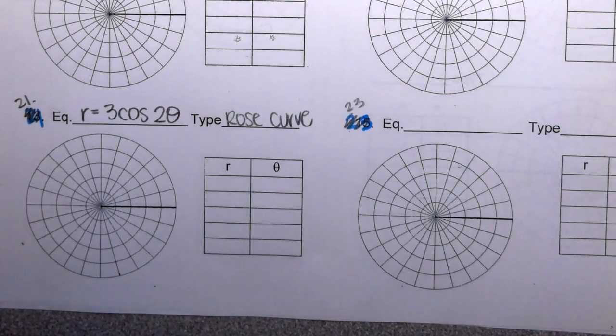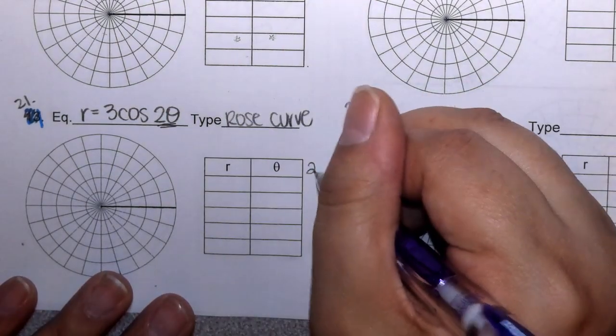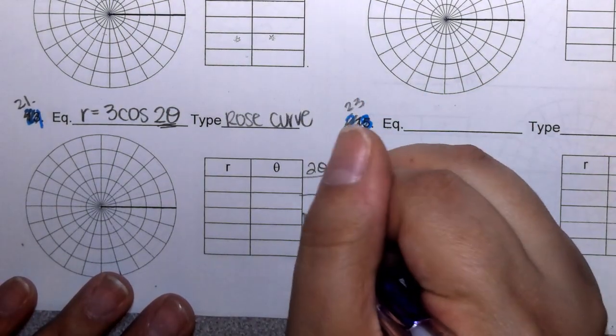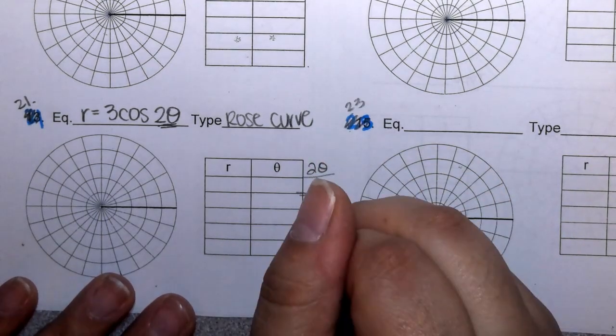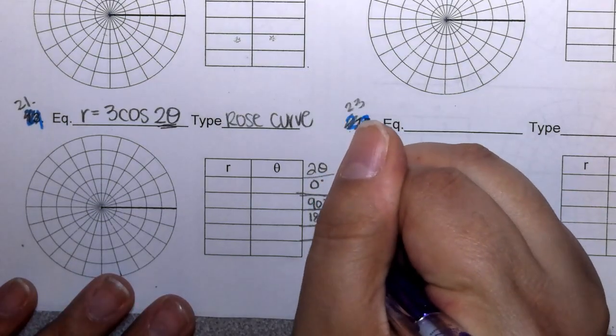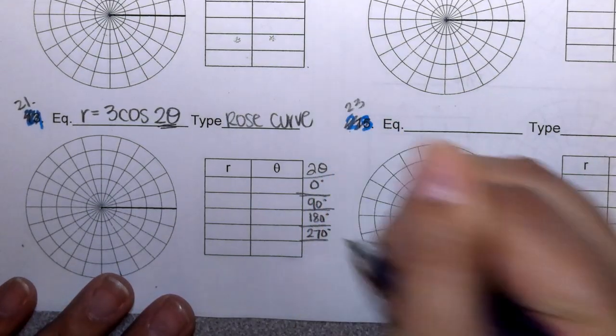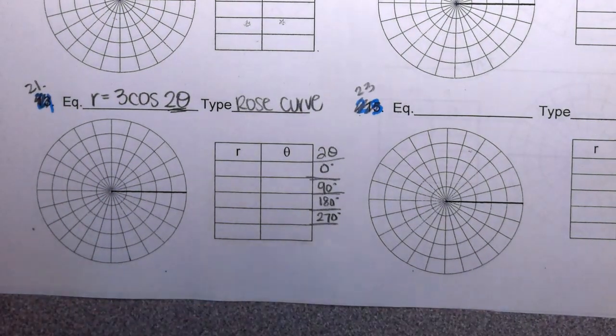Okay. As a reminder, rose curve tables are different. Look up. This right here is 2 theta, so you're going to have an extra column for rose curves. But you're still going to do your quadrantals. 0, 90, 180, and 270. And we're going to plug in.